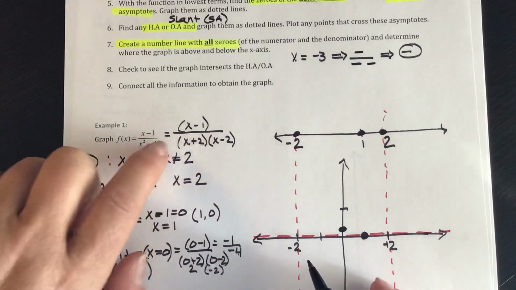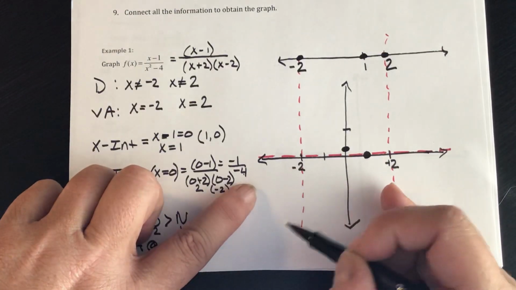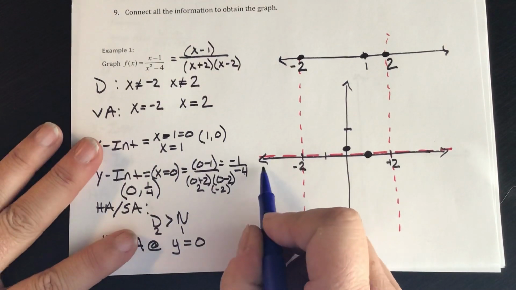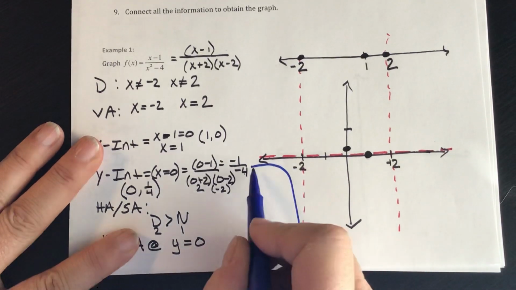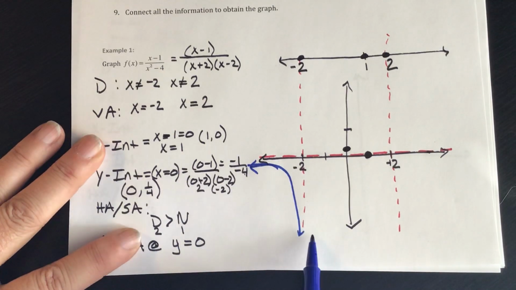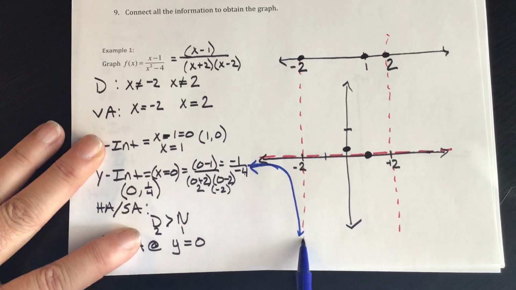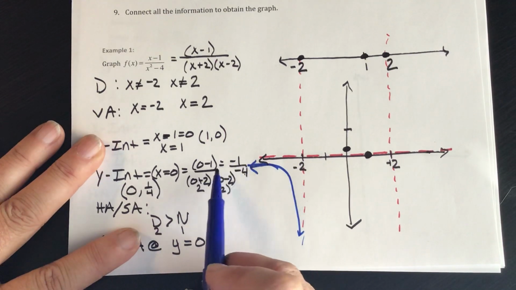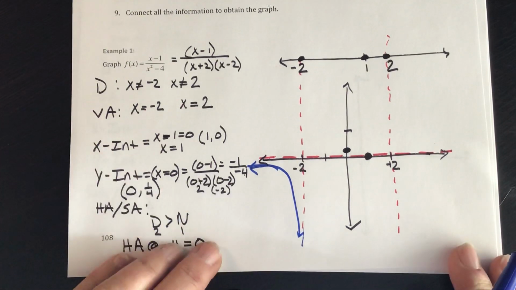All right, so anywhere to the left of -2, I'm going to have a negative part of my graph, or my graph will be negative below the x-axis. So this is going to look kind of like this. It's going to approach the vertical asymptote as it gets closer to -2, and as we go farther to the left, it's going to approach the x-axis. All right, so this is one area of my graph.